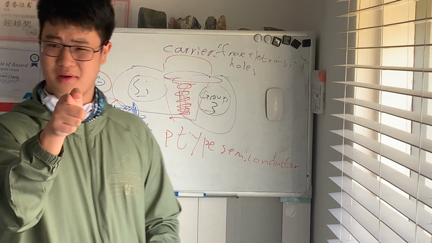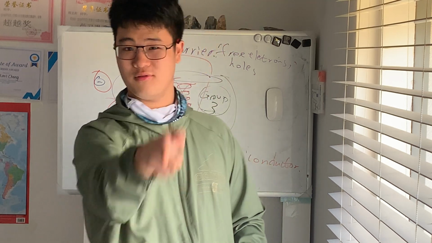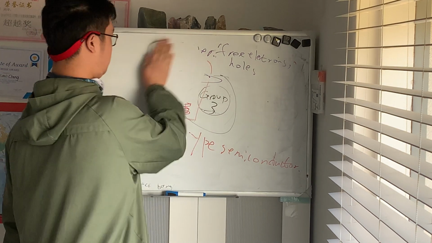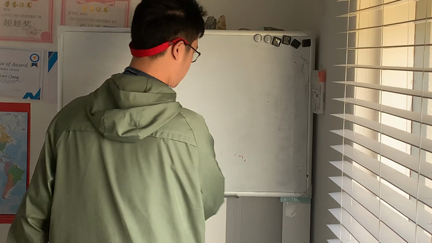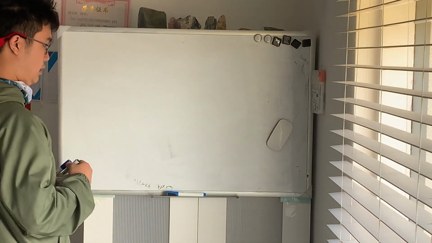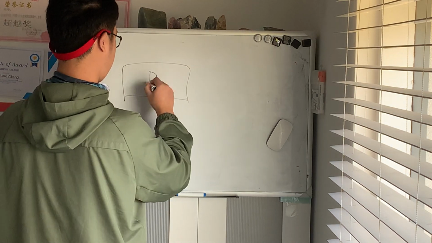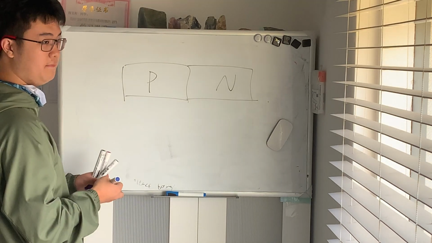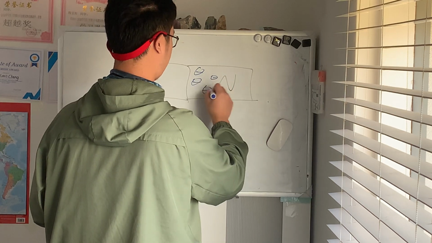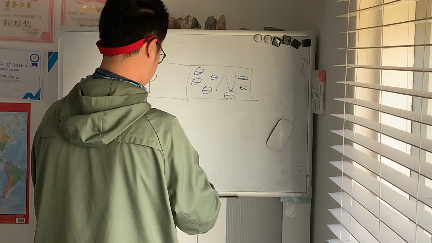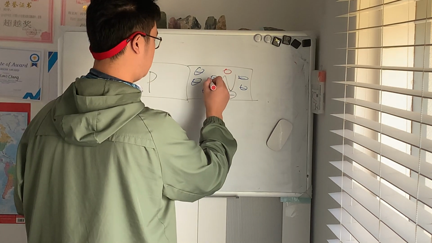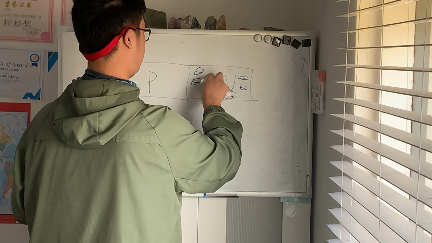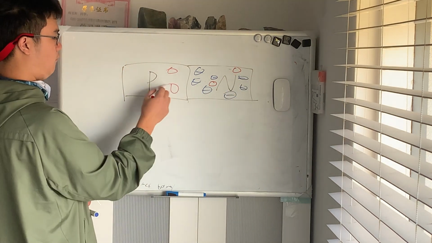Guys, just open your mind and have a think. What if you put the n-type semiconductor and the p-type semiconductor together? Pause the video and have a think. Okay, after thinking, you notice this will be a structure like this. Correct? And then this side has a lot of free electrons, with some of the holes. Correct? That side has a lot of holes.